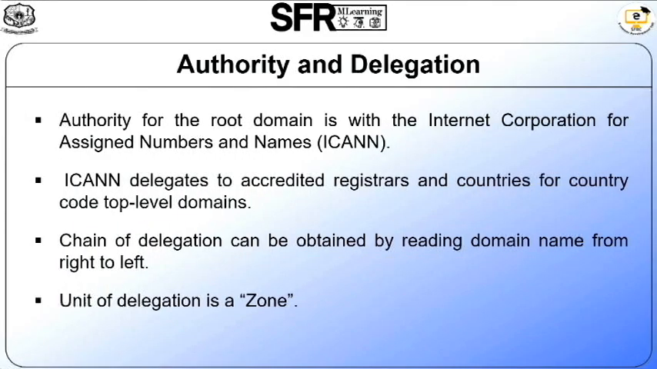Authority and delegation. Authority for the root domain is with the Internet Corporation for Assigned Numbers and Names, which is called ICANN. ICANN delegates to accredited registrars and countries for country code top level domains. The chain of delegation can be obtained by reading the domain name from right to left. The unit of delegation is called a zone.